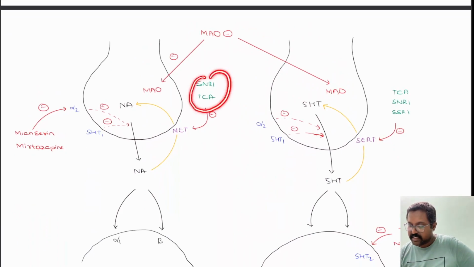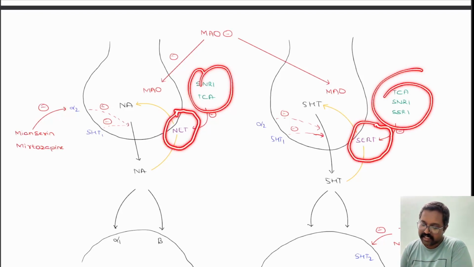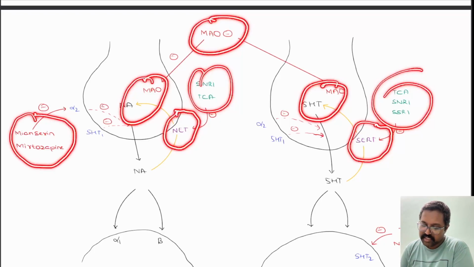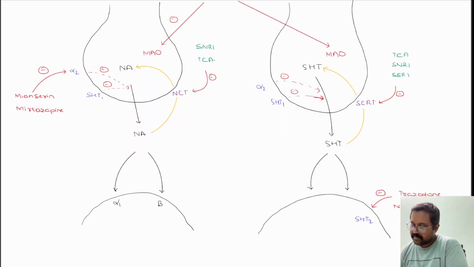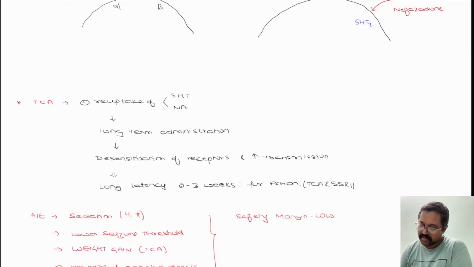Next, this is a diagrammatic representation showing the reuptake inhibitors. SNRIs and TCAs will inhibit the norepinephrine reuptake as well as the serotonin reuptake. TCAs, SNRIs plus SSRIs will block the uptake of serotonin as well as the uptake of noradrenaline. And MAO inhibitors will inhibit the breakdown of noradrenaline and serotonin. We have mianserin and mirtazapine, which inhibit alpha-2 activity, thereby increasing noradrenaline release. We have 5-HT receptor drugs, that is trazodone and nefazodone.